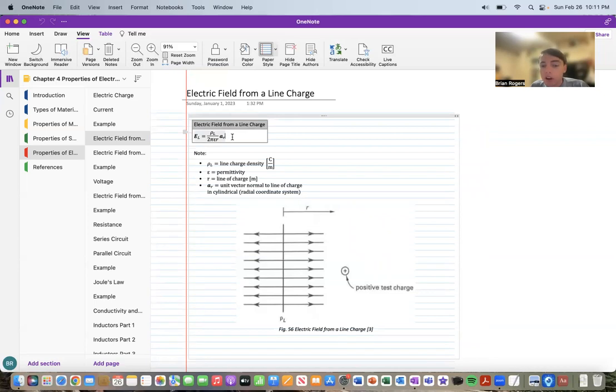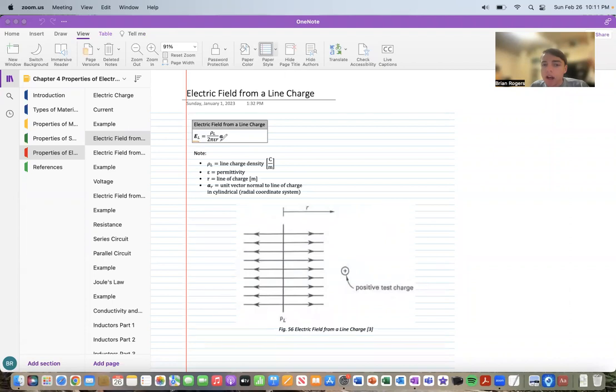And so when we talk about this, it's basically when we have here our electric field, it's going to be created by the line charge density all over 2 pi times the permittivity times the line of charge. And so what we're going to notice is that if we have just our line charge here, if we look at the electric field, it is emitting from this line charge.